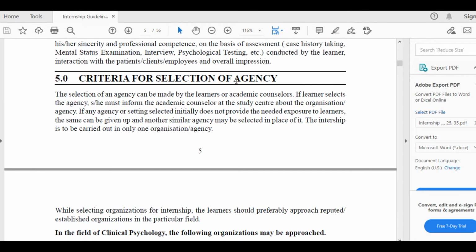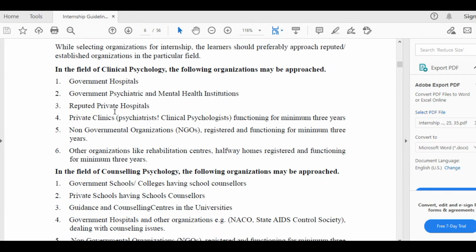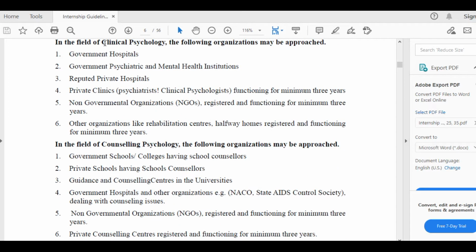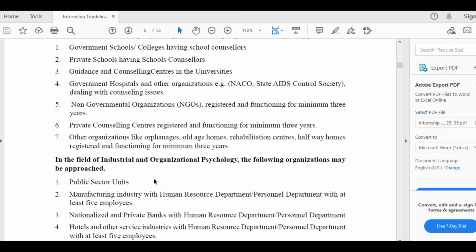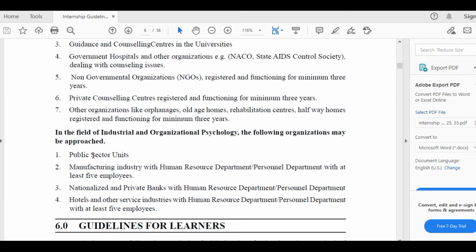Coming to the criteria for selection of the agency, that means from where you are going to do the internship. These are the guidelines and these are the criteria or the organizations accepted by IGNOU for the internship. Government hospitals, government psychiatric or mental health institutions, reputed private hospitals, etc. So all the list is given for clinical. Then for counseling, another set is given. Then for organizational, another set is given.